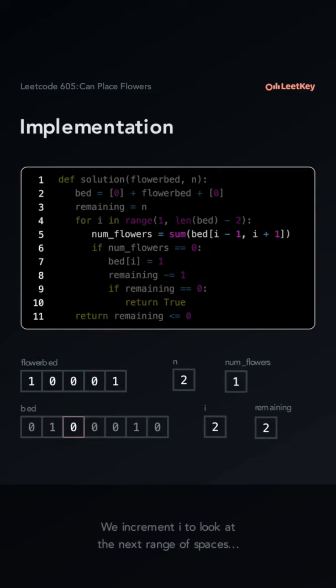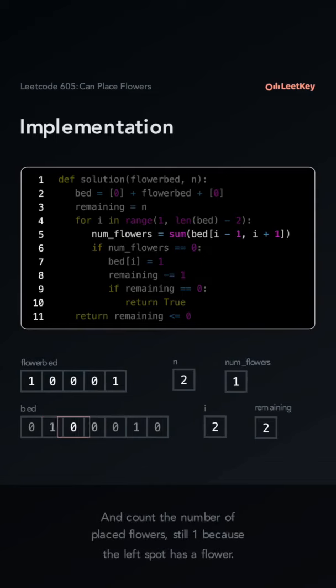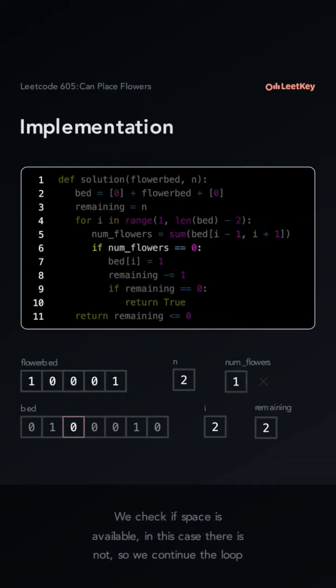We increment i to look at the next range of spaces and count the number of placed flowers. Still 1 because the left spot has a flower. We check if space is available. In this case, there is not, so we continue the loop.